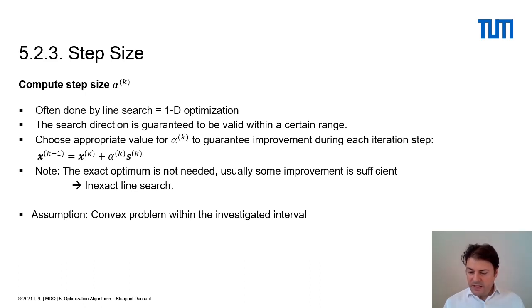So the formula says that alpha will be the multiplier of our search direction to determine our next design position. An exact optimum is not really needed because our search direction may not lead into the optimum that we are eventually looking for. So it's actually sufficient if we make some improvement and then compute the gradient again, possibly specify a new search direction and go on. So that's why we're going to perform an inexact line search.